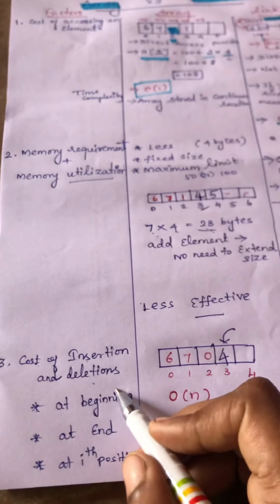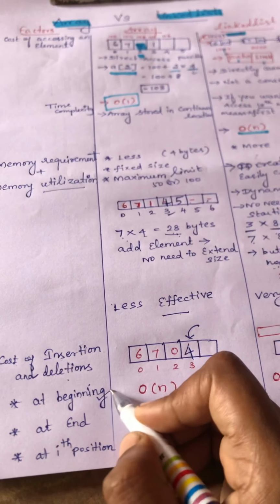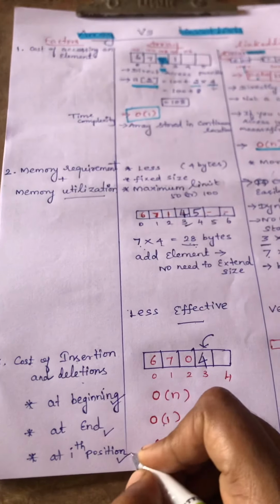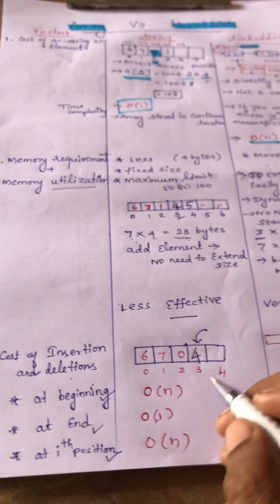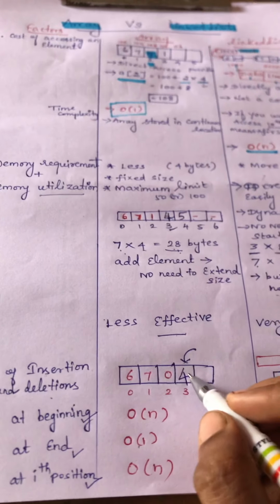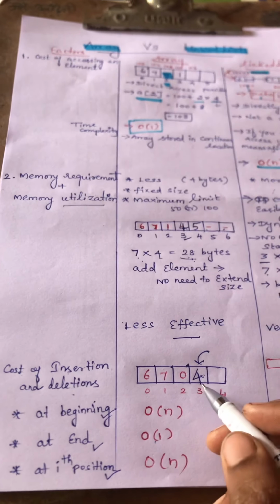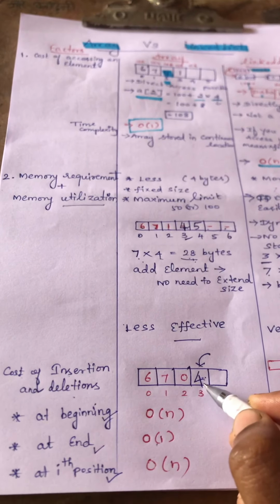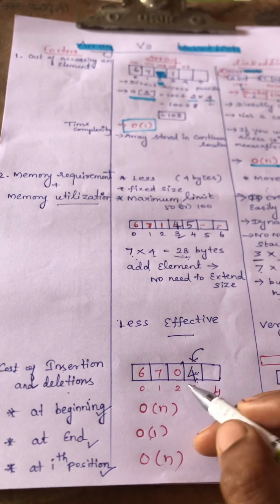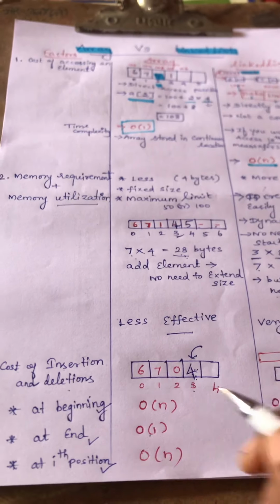If I want to insert or delete a value, there are 3 cases. I can add at the beginning, at the end, or at the ith position. In this example I add the value at the end of the position. The time complexity is order of 1 because I can directly add the element, as the compiler can calculate the address from the formula base address plus position, so it is directly added at the corresponding address.